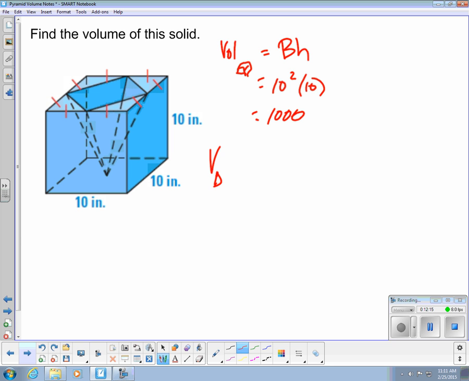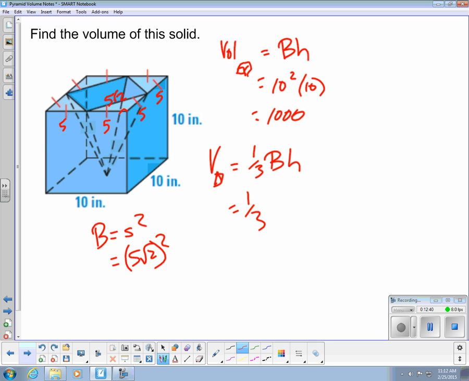Now the volume of the pyramid is 1/3 big BH. The base here, we're going to have to do a little work. So if this whole side is 10, that makes this 5 and this 5, this 5 and this 5. And so these are right angles, so therefore I know this is 5 square root of 2. So the base edges for this pyramid, since it's a square, is 5 square root of 2 squared. Please make sure you do this one correctly.